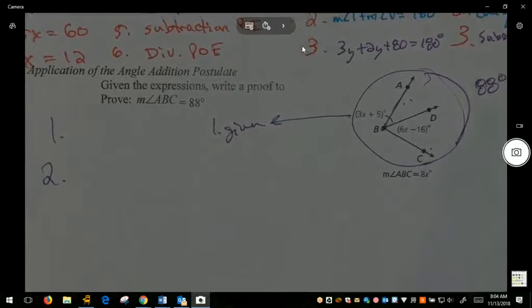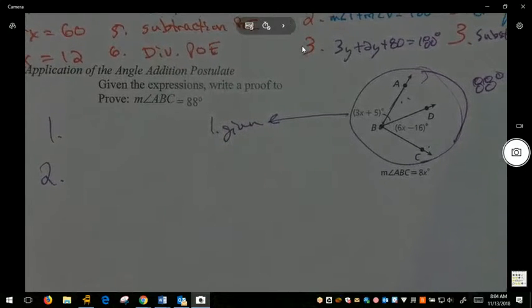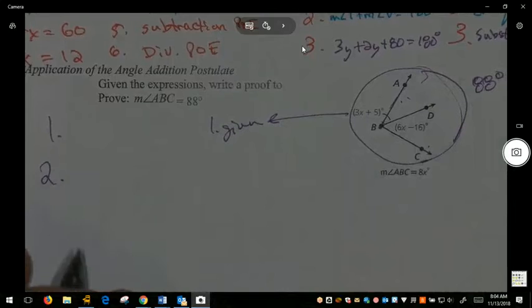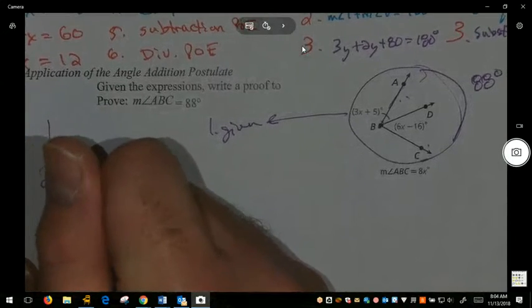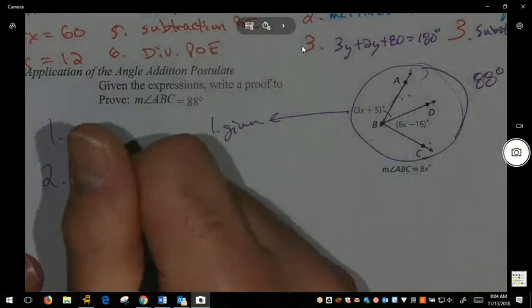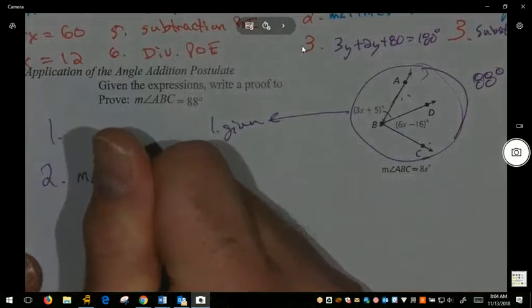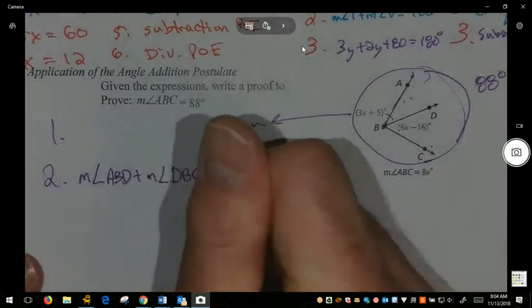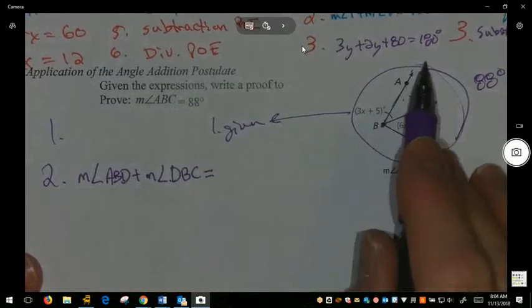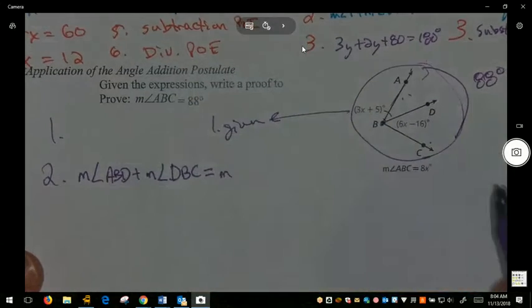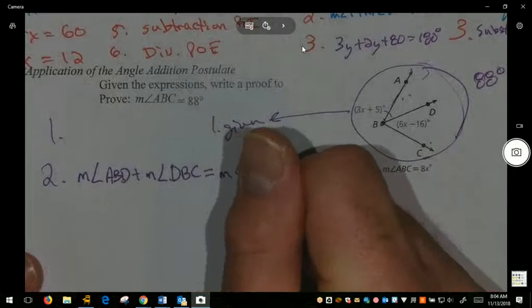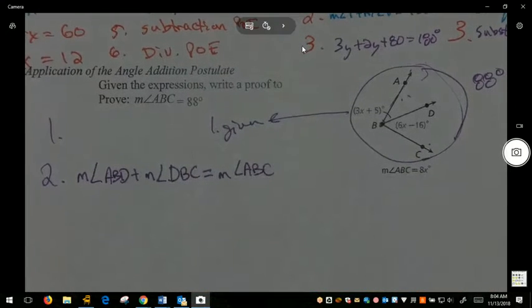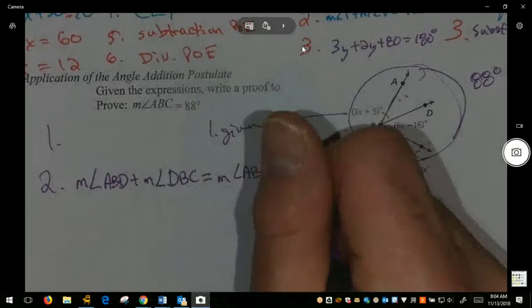Now, in the proof, we can't just start adding expressions because they don't know where the expressions came from. We need to say that we are really adding angle ABD and DBC, the measure of those angles, and that those are adding up to the whole angle ABC. Because the angles are adjacent, and it's given in the picture that they're adjacent, otherwise they'd have to tell you that.